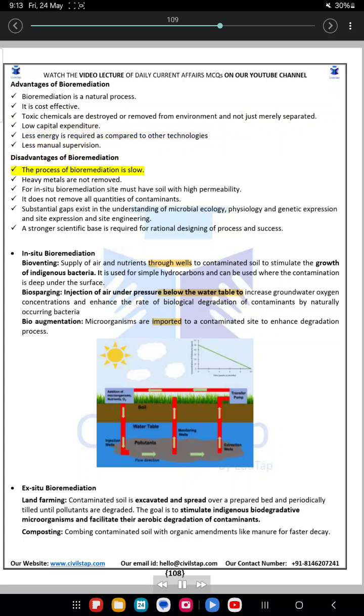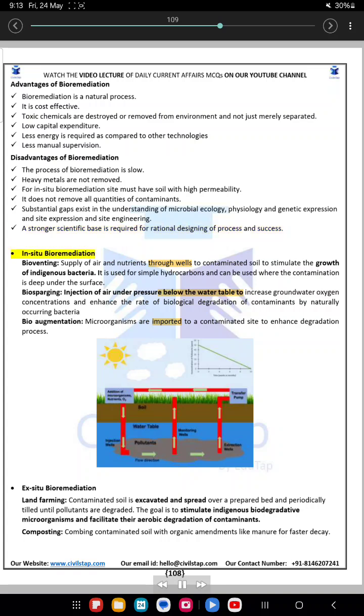Disadvantages of bioremediation: The process of bioremediation is slow. Heavy metals are not removed. For in situ bioremediation, the site must have soil with high permeability. It does not remove all quantities of contaminants. Substantial gaps exist in the understanding of microbial ecology, physiology and genetic expression, and site engineering. A stronger scientific base is required for rational designing of process and success.